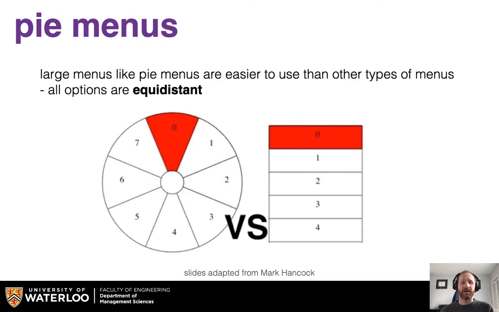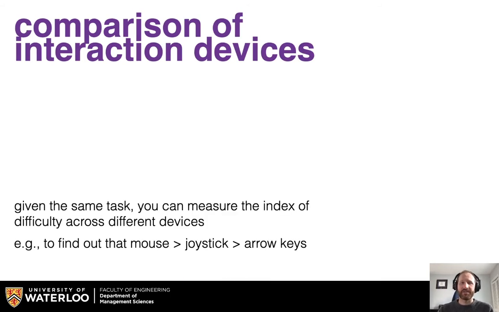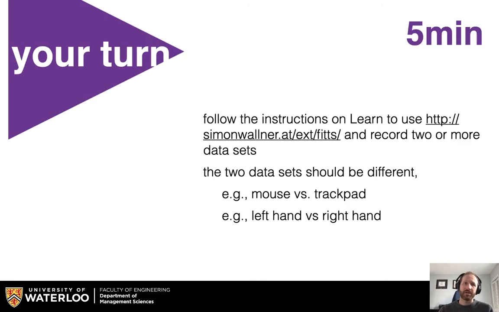Another use of Fitts's law is to specifically compare interaction devices. Given the same task, you can measure the index of difficulty across different devices. For example, to find out that a mouse is faster than a joystick, which is faster than arrow keys. And this has been used extensively in HCI to be able to compare what interaction techniques are faster or easier to use. So now it's your turn.